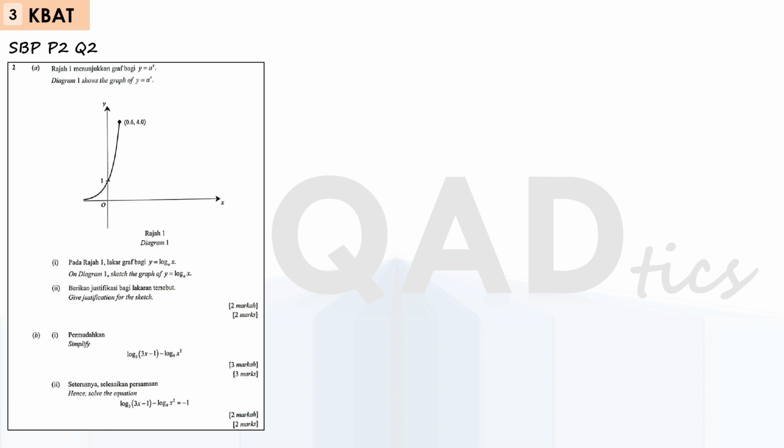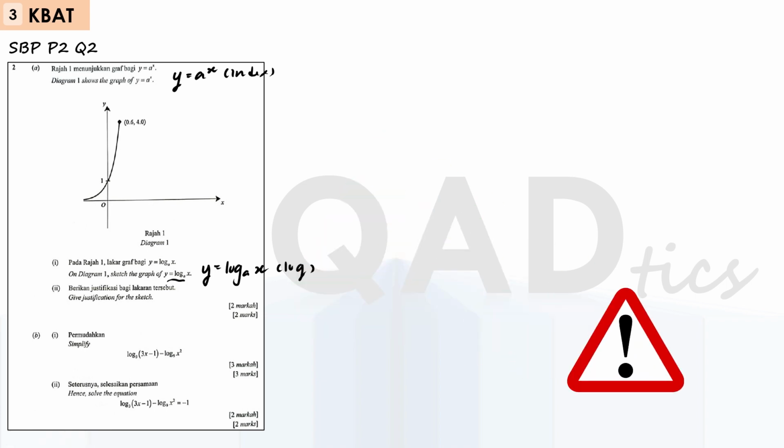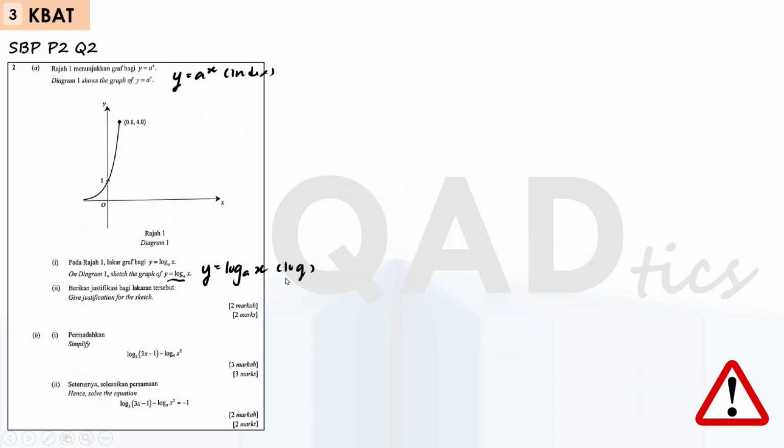Okay, so for SPP, we have this graph. So this graph is the y equals to a power of x graph, and then here we need to sketch the graph for this line, which is y equals to log base a of x. Okay, so this one is the index form, this one is the logarithm format. Right, so this is a fact that you need to know, which is the index and the log is actually inverse of each other. Okay, inverse of each other.